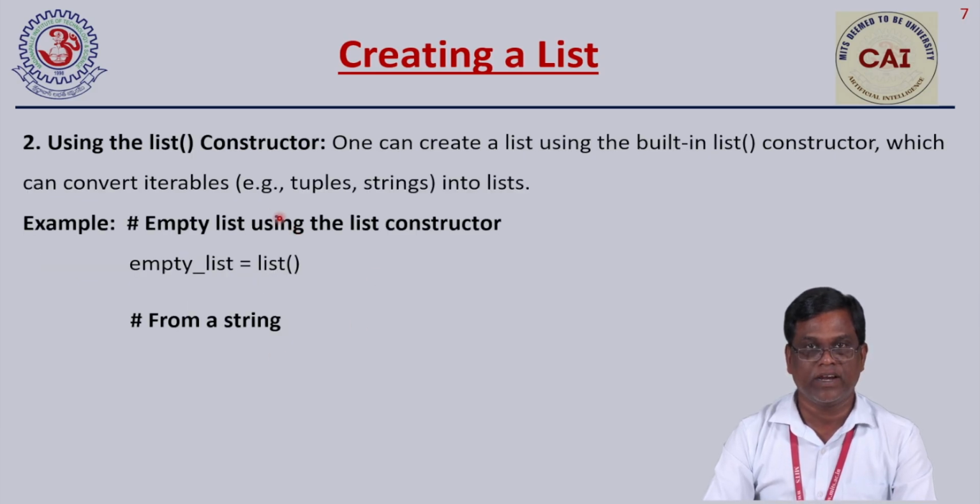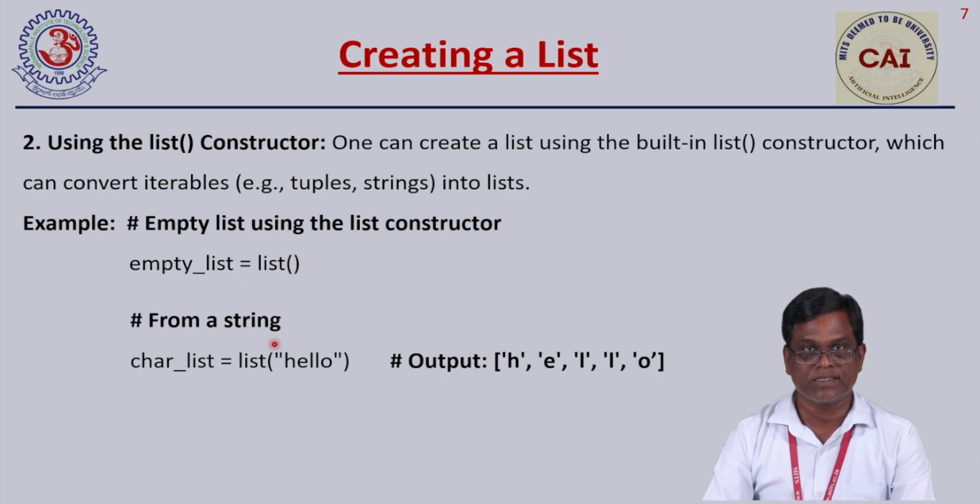The second method we can use for creating a list is by using the list constructor. Python allows one constructor for creating a list. That constructor is called list. By using this list constructor, I can create a list from any iterable objects or iterable values. See, this is the example. I'm creating an empty list using the list constructor. Empty list is equal to list of, and I'm not passing any parameters here, so it is going to create an empty list.